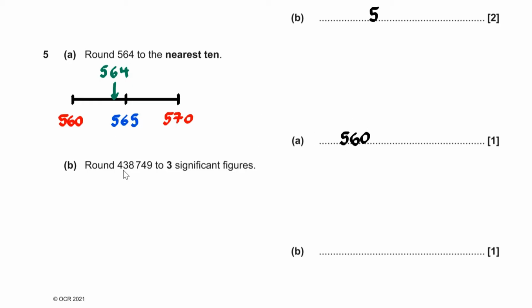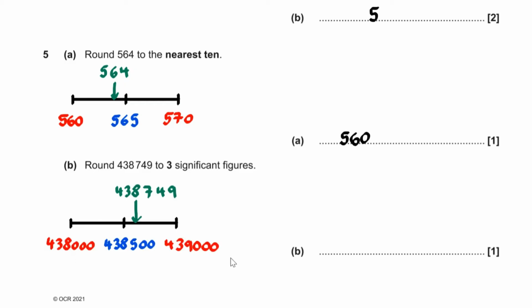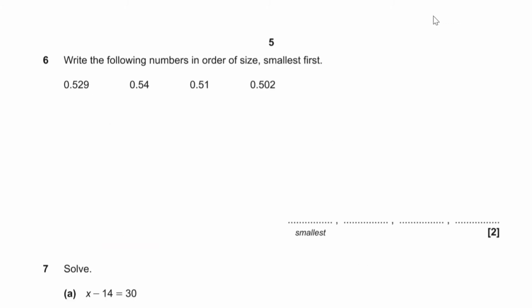For part B, we have to round 438,749 to 3 significant figures. Here is a number line. The 438,749 is greater than 438,500, so we would round up to 439,000. So we have 439,000.